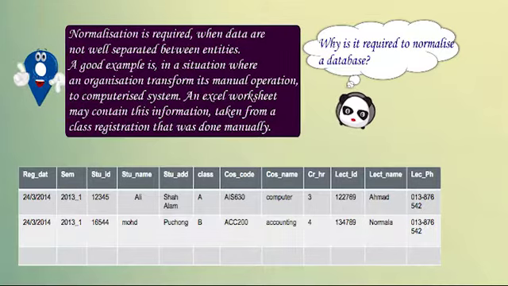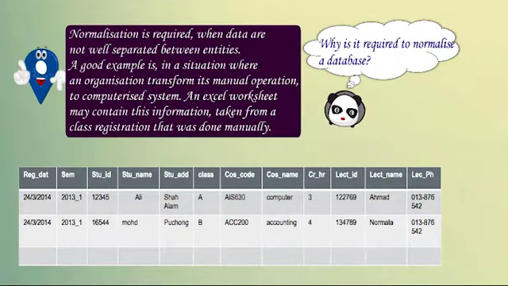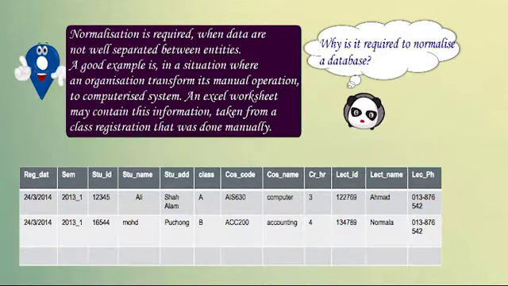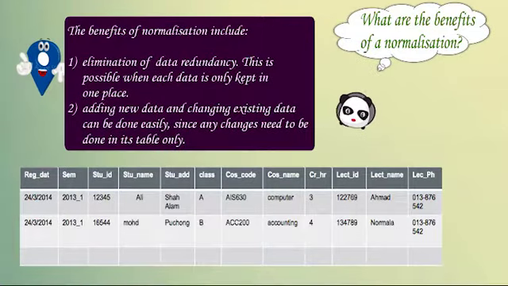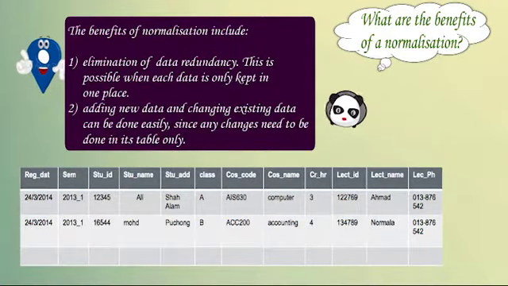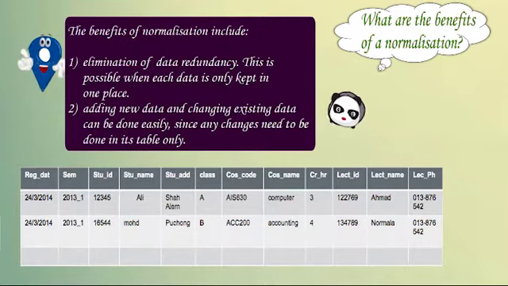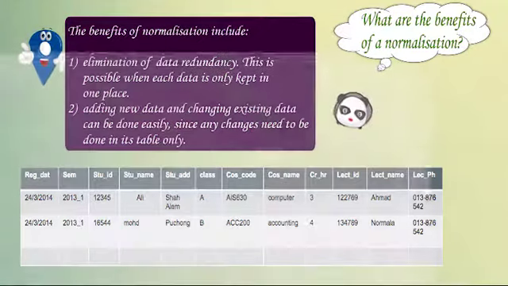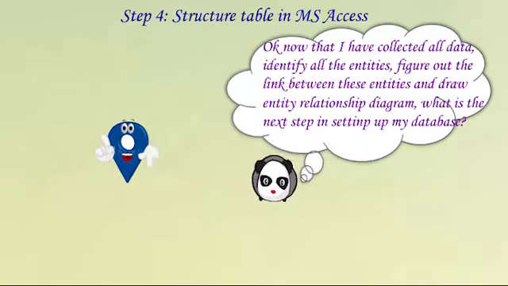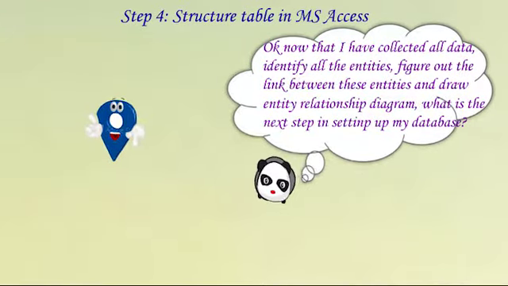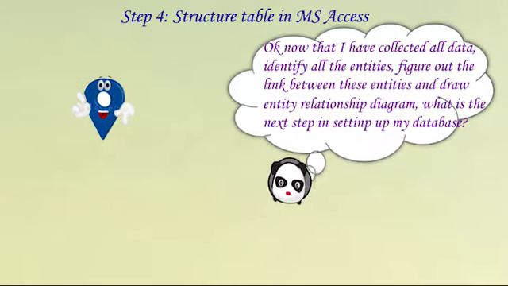What are the benefits of normalization? The benefits of normalization include: 1. Elimination of data redundancy. This is possible when each data is only kept in one place. 2. Adding new data and changing existing data can be done easily, since any changes need to be done in its table only. Okay, now that I have collected all data, identified all the entities, figured out the link between these entities and drawn the entity relationship diagram, what is the next step in setting up my database?